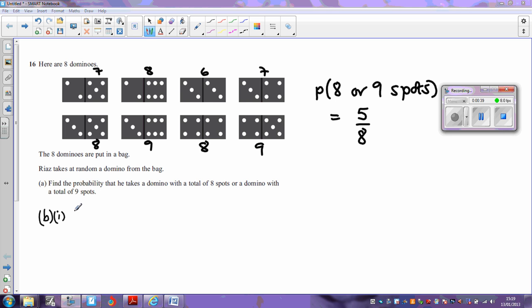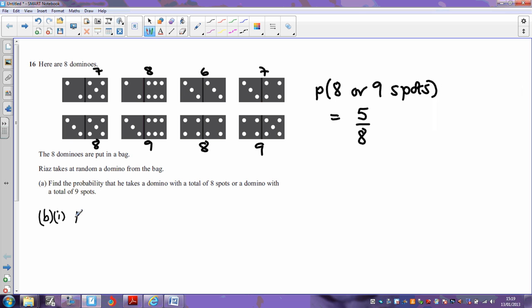Okay, so what happens now is that Riaz takes two dominoes, but he doesn't replace the first domino before he takes the second. And the question now says, what is the probability that the total score on the 2 dominoes is 18? Now, the only way that you can get a total score of 18 is by getting a 9 followed by a 9. So the question is saying, what is the probability that he gets a 9 on his first domino, and he also gets a 9 on his second domino?